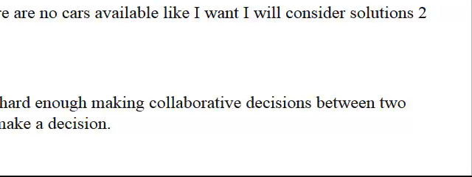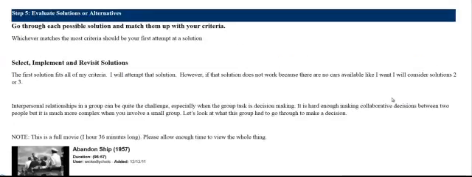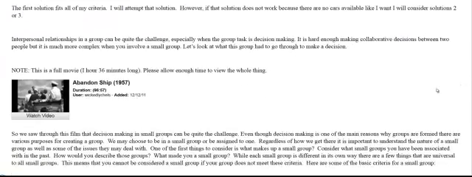Alright, so now you see how the steps to decision making can really make a difference in a situation with a small group and even potentially just on your own. Now, interpersonal relationships in a group can be quite the challenge, especially when we look at a group task and consider decision making. It's hard enough making collaborative decisions between 2 people, but it's even more complex when you involve a small group. So let's look at what this group had to go through to make a decision.